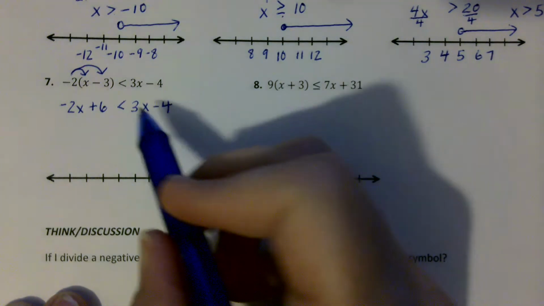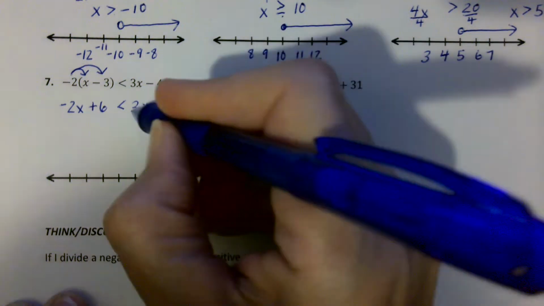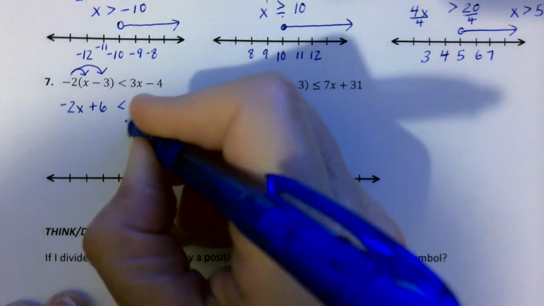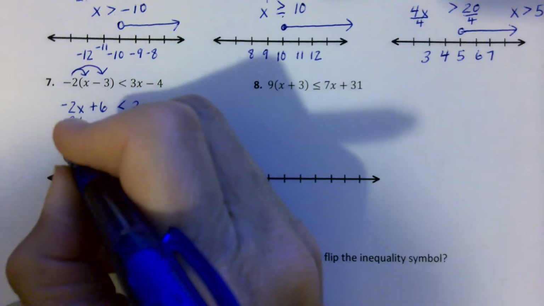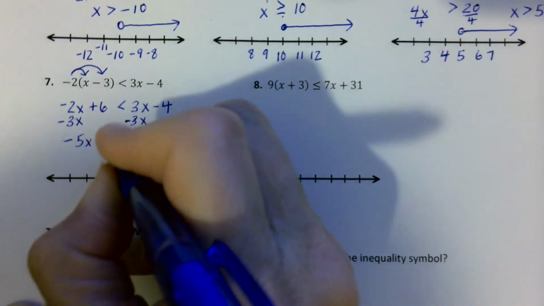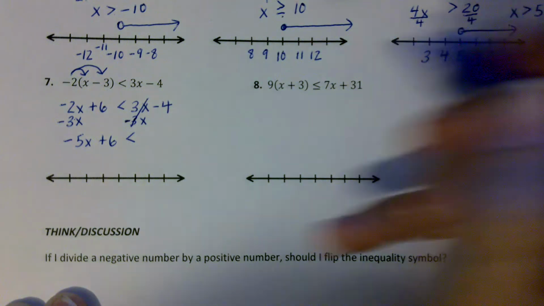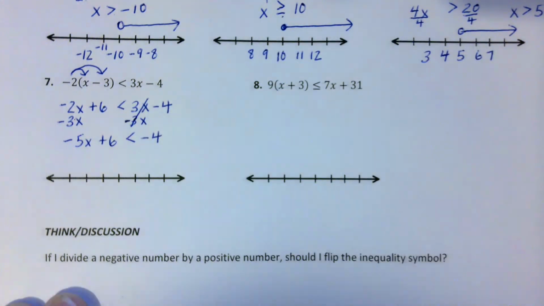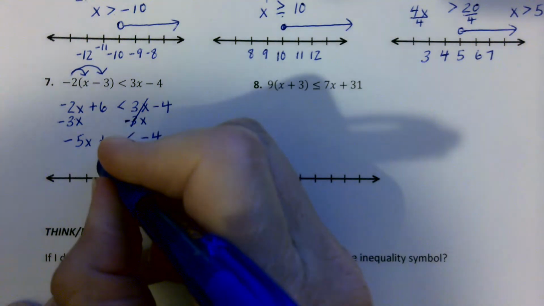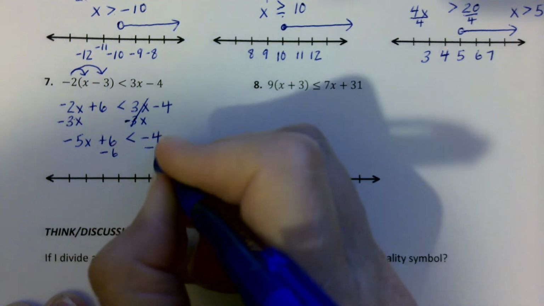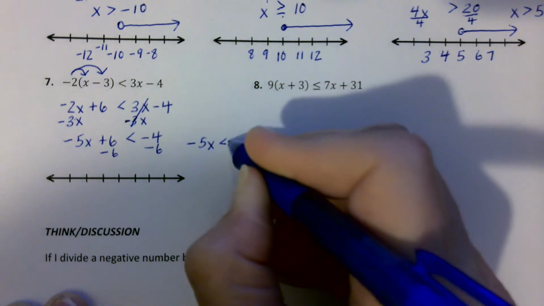And remember, I like to have my variables to the left. It makes it easier for me to graph. So let's move this one over. Instead of a positive 3x, we're going to subtract 3x on both sides. -5x plus 6 is less than, well, that's opposite, a zero pair, -4. And then let's move the constants to the right. Instead of a positive 6, we subtract 6. So we now have a -5x is less than -10.